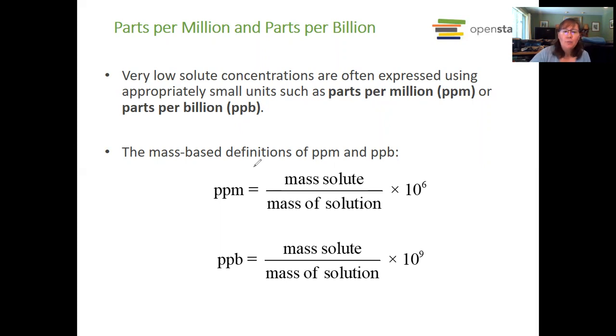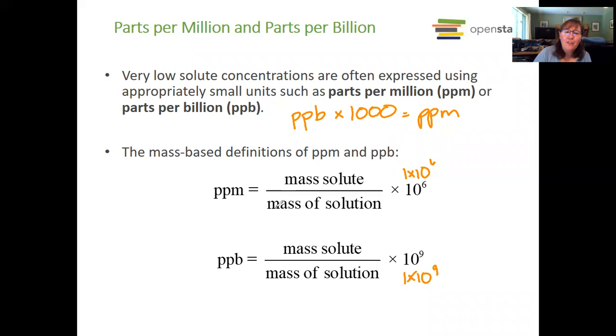Okay, and one important thing here is to realize that parts per billion times 1,000 will give you your parts per million. Okay, now you look at this mass solute divided by mass of solution times 10 to the 6th. And a good way to do this when you're putting this into your calculator is that this should be times 1 times 10 to the 6th and times 1 times 10 to the 9th. I think it's a little bit better to put it into your calculator like that.